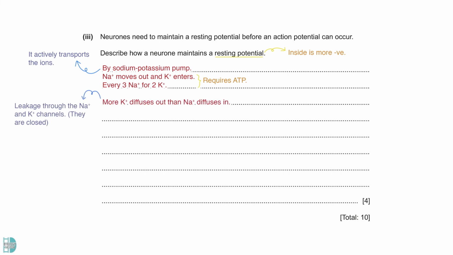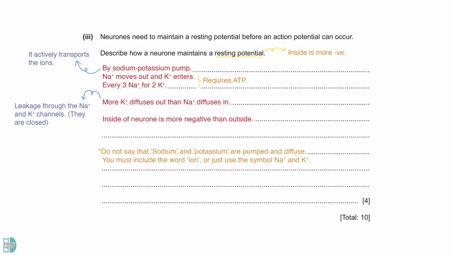There will be leakage through the sodium ion and potassium ion channels too, but more potassium ions leak or diffuse out compared to the sodium ions that enter. Overall, there is a more negative charge inside of the neuron. Remember that you have to mention it is the sodium and potassium ions that move. If you leave out the word ion, you will not be credited.